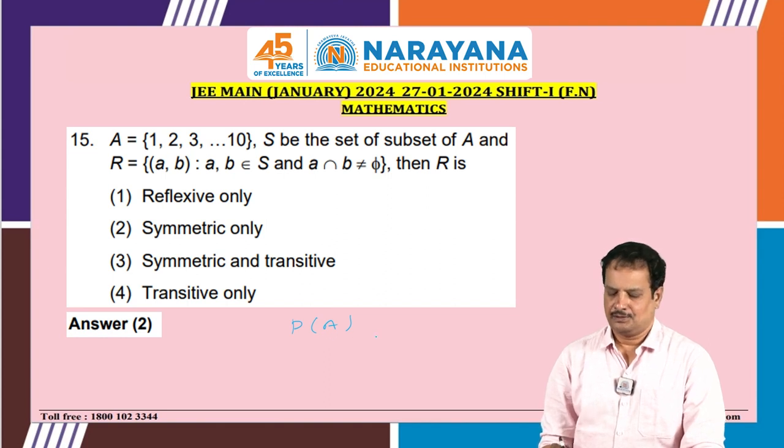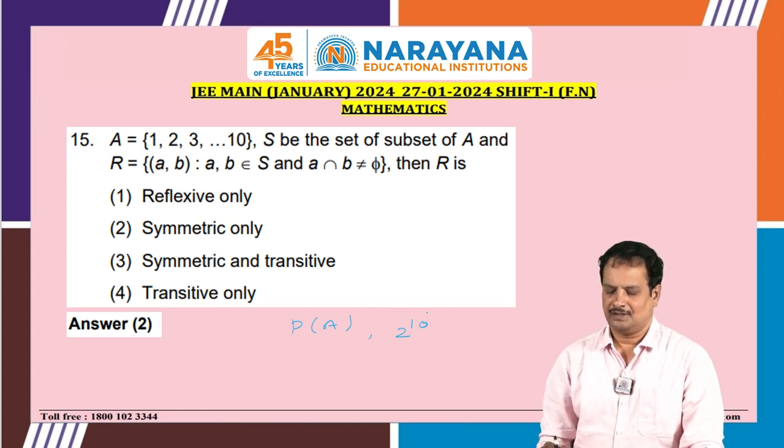Obviously, there will be 2 power 10 subsets for the set A, and all these are nothing but elements of the power set of A, which is given as S here. Now, what is the relation R? A is in relation R with B only when the intersection of A and B is not a null set. Then only the ordered pair (A, B) belongs to R, where A and B are elements from the set S.